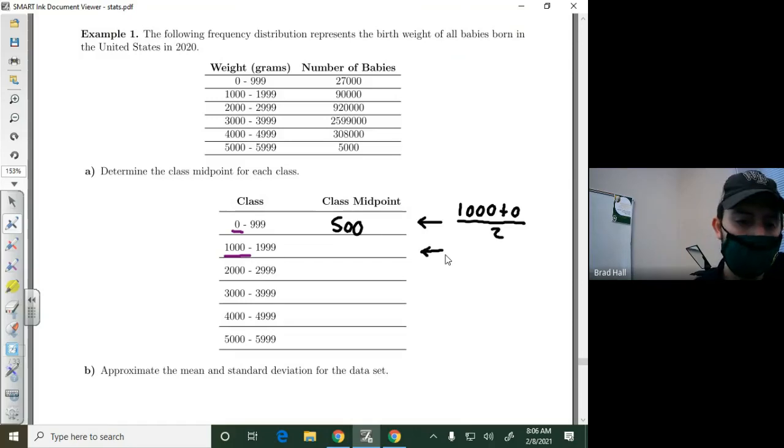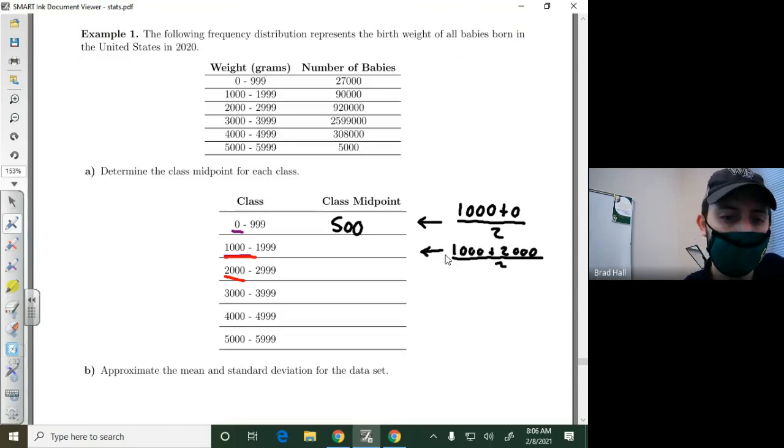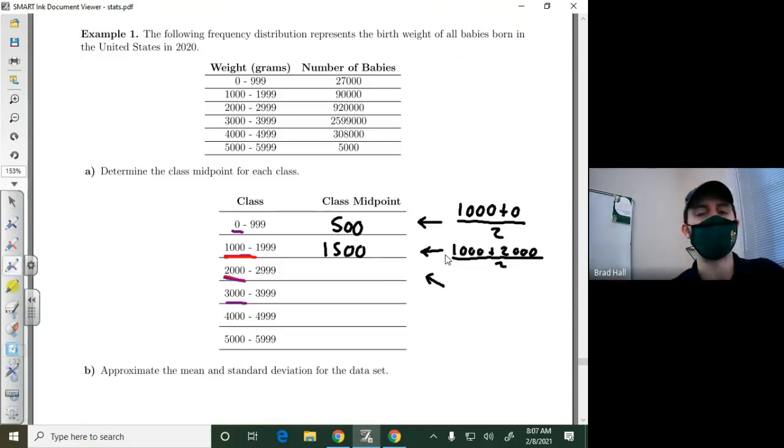And then the next one is the average between consecutive class limits, between 1,000 and 2,000. Those are the consecutive class limits. And you keep going down in that order to get each subsequent value. So this would be 1,000 plus 2,000 divided by 2, and that would be 1,500. You might already see the pattern here. I'll write out one or two more just in case. And then the average between 2,000 and 3,000 would be the next class midpoint.